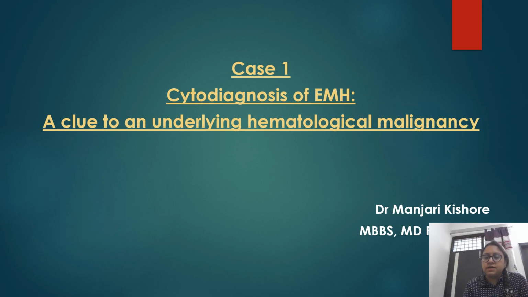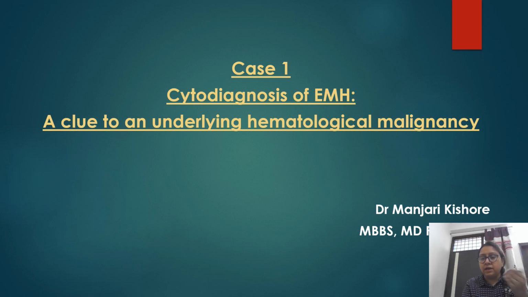So this is cytodiagnosis of EMH. Cytodiagnosis means the diagnosis was made on the basis of cytology, followed by other confirmatory tests. EMH is extramedullary hematopoiesis. Normally, the sites of hematopoiesis vary according to the age. So in an adult, where does it occur? Normally in bone marrow, the hematopoiesis is there, fine.